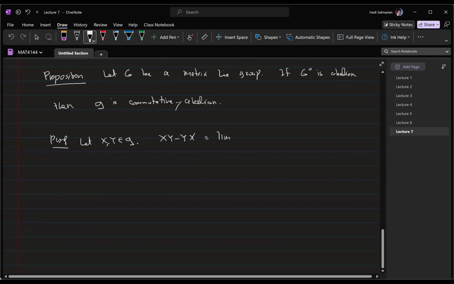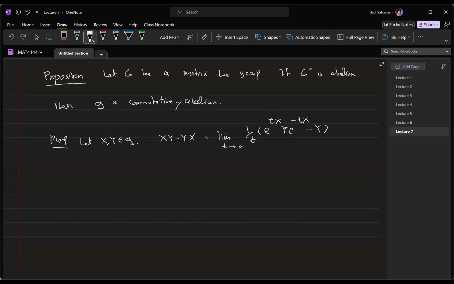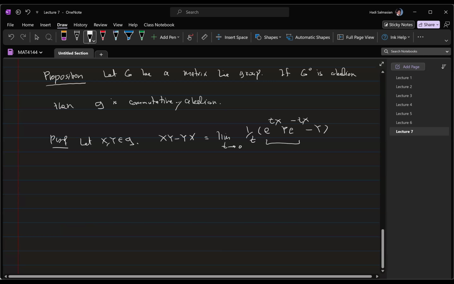It's the limit as t goes to 0 of 1 over t, I'm just writing the meaning of the derivative, of e to the tx, y, e to the minus tx, minus y, well, I already divided by t, okay? This is the derivative of this curve at 0. At 0, your gamma of 0 is y anyway, okay? So I'm just writing the meaning of the derivative, and I want to show that this limit is 0. So it's enough to show that this quantity is 0: e to the tx, y, e to the minus tx. It should somehow follow from the fact that the group is abelian.